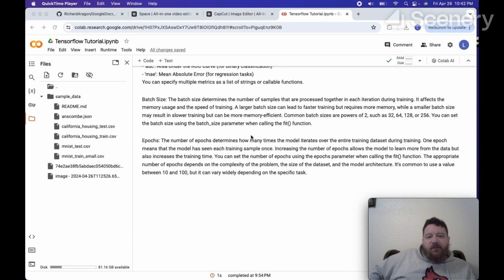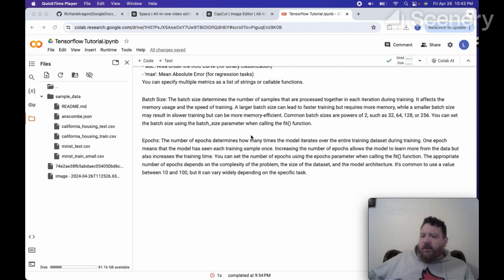The first one being batch size. Batch size determines the number of samples that are processed together in each iteration during training. It affects the memory usage and the speed of training. A larger batch size can lead to faster training, but requires more memory, while a smaller batch size may result in slower training, but can be more memory efficient. Common batch sizes are powers of 2, such as 32, 64, 128, or 256. And you can set the batch size using the batch size parameter when calling the fit function.